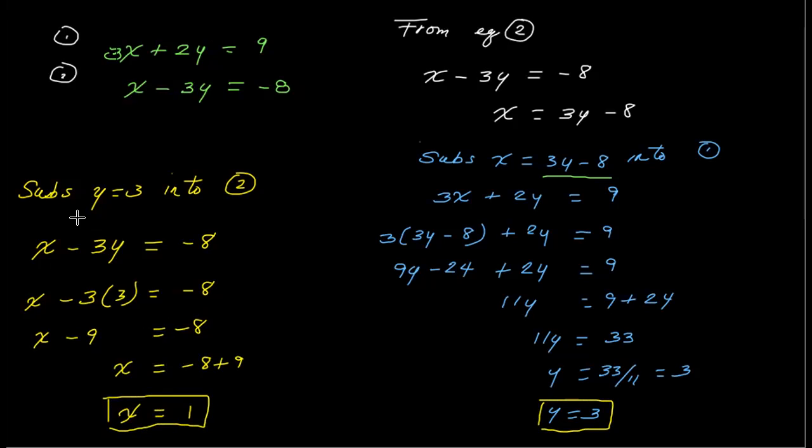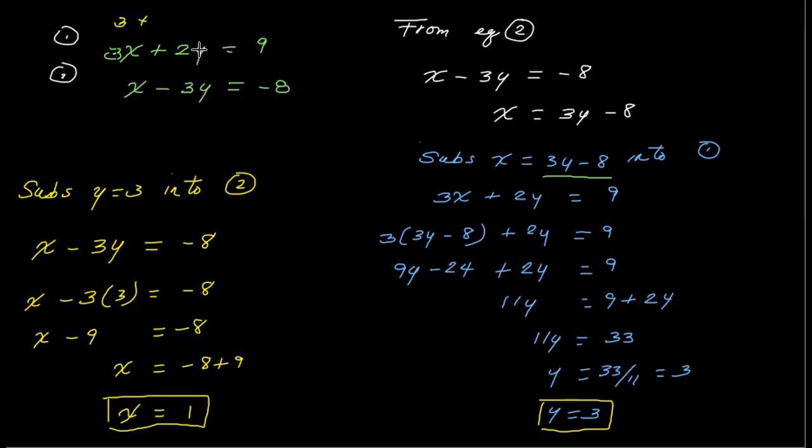Now, remember, I taught you how to check this, right? So let's look at the first one. Let's see if we can check it in the first one. If this is 3 times x, and we're saying x is 1, so 3 times 1 is what? 3.